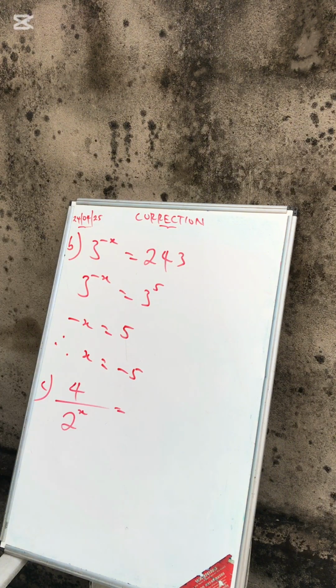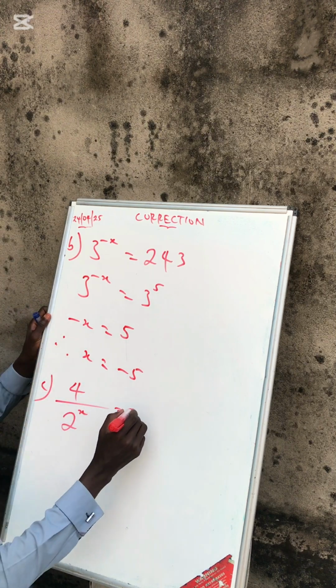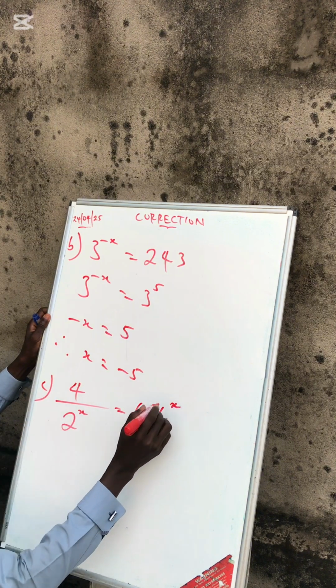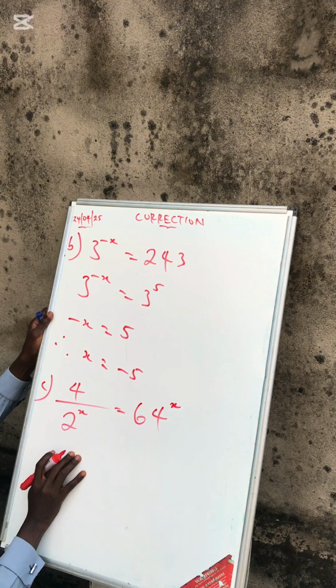Question C. 4 over 2 raised to x equals 64 raised to x. Do you understand? So that's 4 over 2 raised to x equals what? 64. Is it just 64? 64 raised to x. Raised to x. Now look up. You have to be careful.